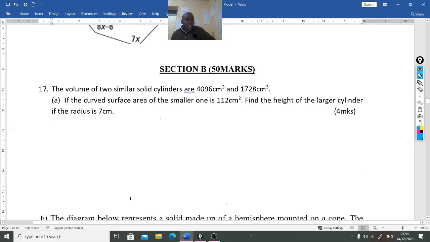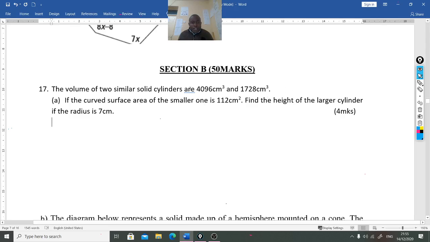Question number 17. The volumes of two similar solid cylinders are 4,096 centimeters cubed and 1,728 centimeters cubed. If the curved surface area of the smaller one is 112 centimeters square, find the height of the larger cylinder if the radius is 7 centimeters. What you need to remember here is how to relate volume scale factor with linear scale factor, and area scale factor with linear scale factor.